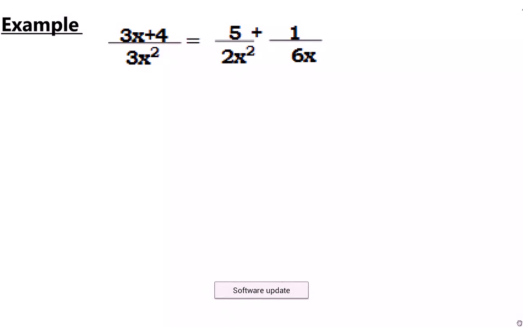Next one, we just make it slightly more complicated. I have 3x squared, 2x squared, and 6x. Right off the bat, I'm noticing that my last fraction doesn't have an x squared, so I know I'm going to need to multiply it by x over x. And when I look at my numbers, I have 3, 2, and 6. The smallest thing those all go into is 6, which means I need to multiply my first fraction by 2 over 2, and my second fraction by 3 over 3.